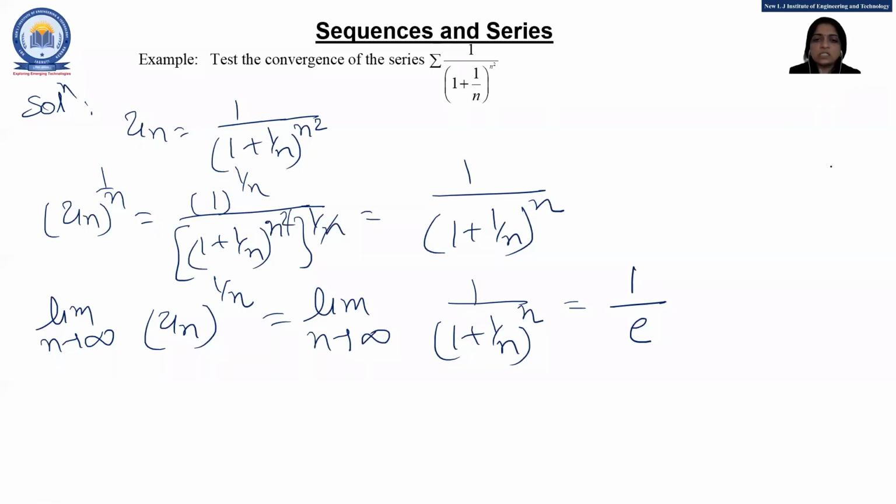So what is the value of e? The value of e is 2.7371, like that. So 1 by e is less than 1. So by the Cauchy root test, you asked whether the test fails, but no, here we got the particular answer 1 by e, which is less than 1, right?